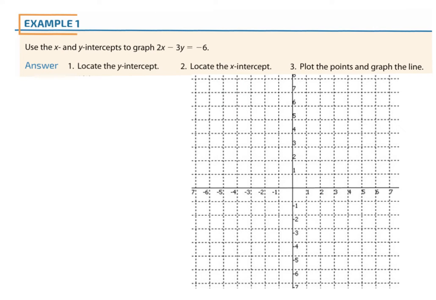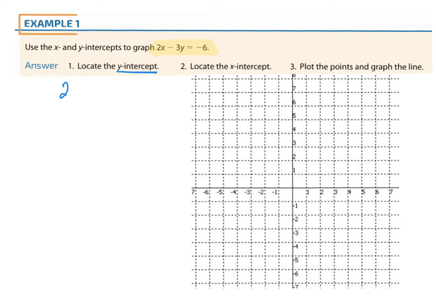They've given us the standard form of this equation, 2x minus 3y equals -6. 2, -3, and -6 are all integers, so we don't have fractions. 2 is a positive number. This is the standard form of this line. They want us to find the x and y intercept, and then they want us to graph this line. So the first question says locate the y-intercept.